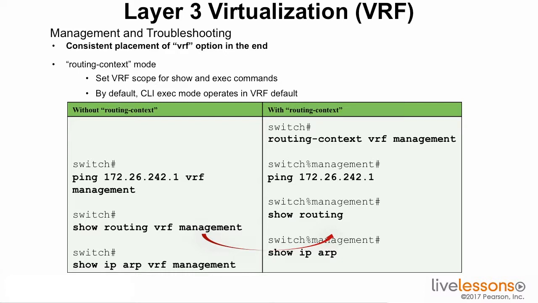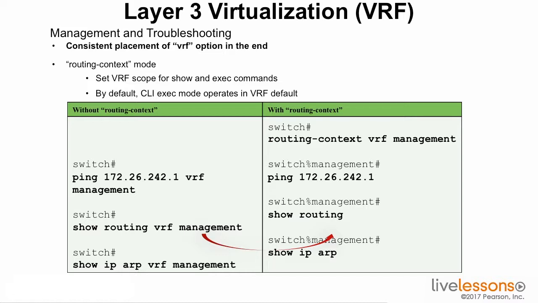Nexus has made it very easy for management and troubleshooting of VRFs. You can actually go into a routing context mode, or you can set the scope of a VRF for all of the show and the exec commands. By default, the CLI uses the VRF default.